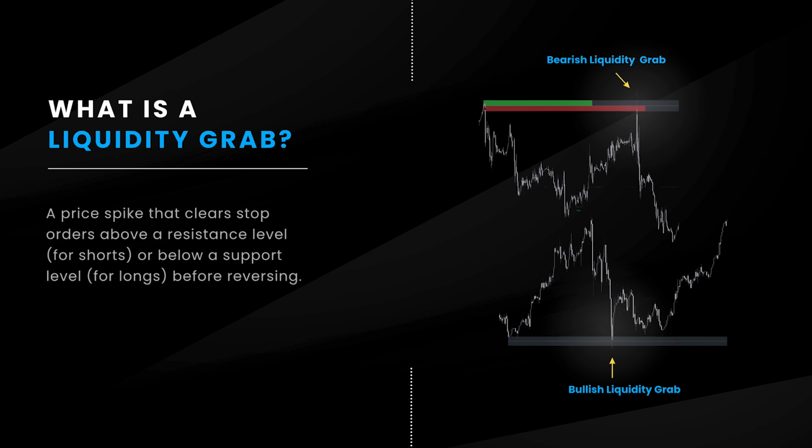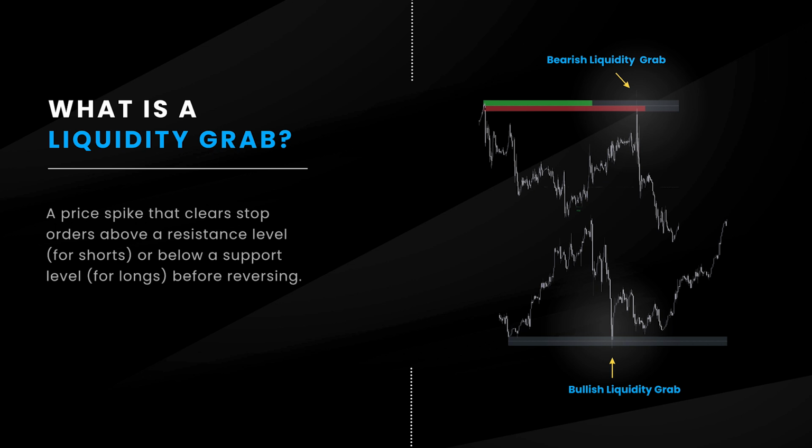From selling in the previous downtrend. Price quickly grabbed those stop orders, right? And spiked all the way down. If we look at the bullish liquidity grab, price spiked all the way down, right, to grab people's SL, then it reversed back up.